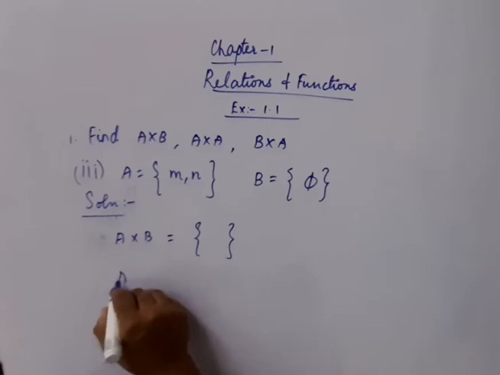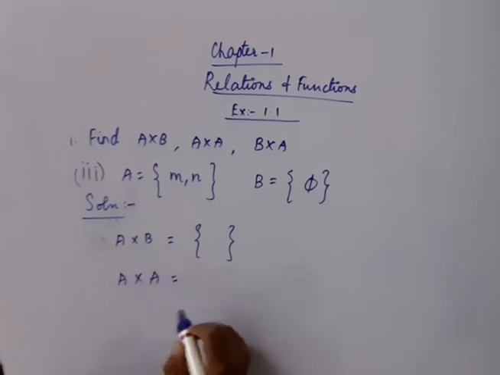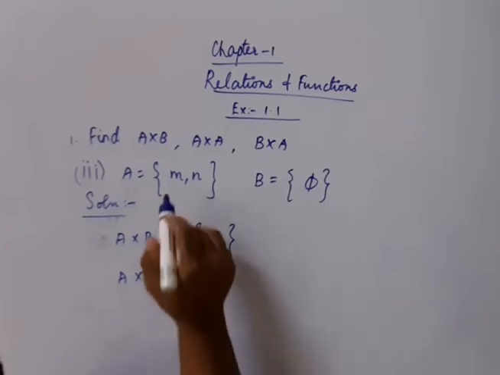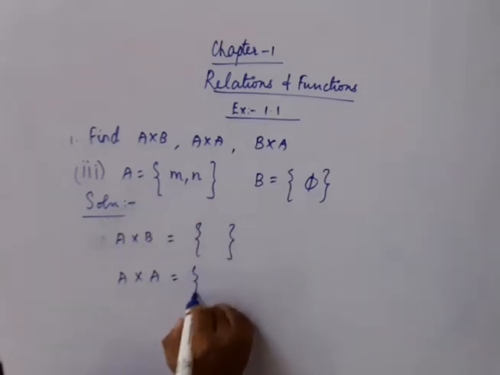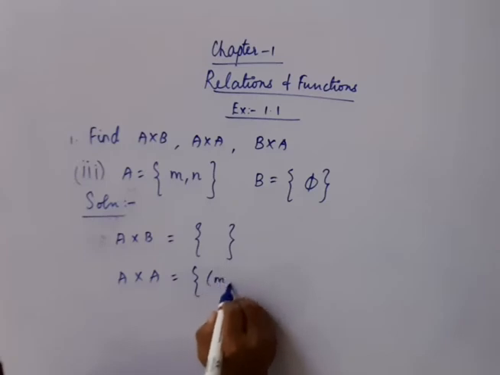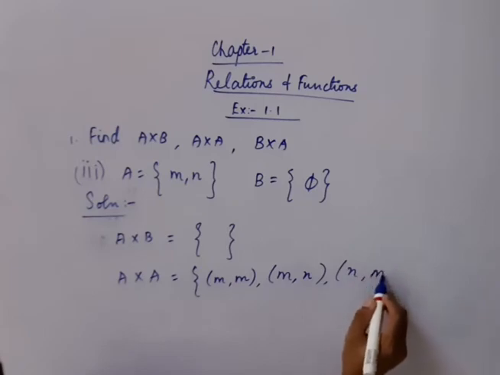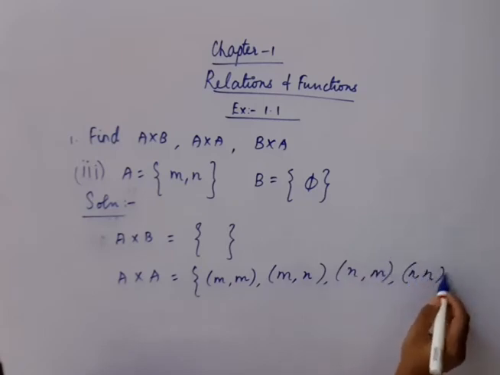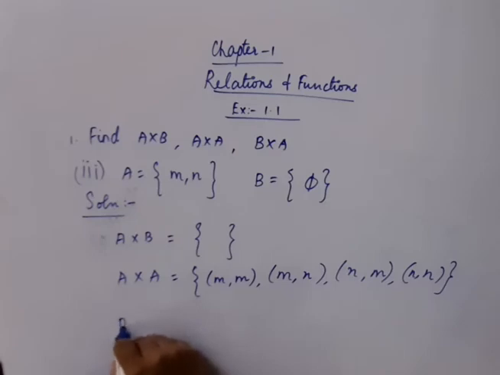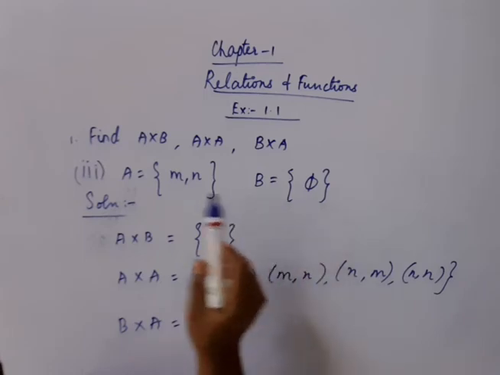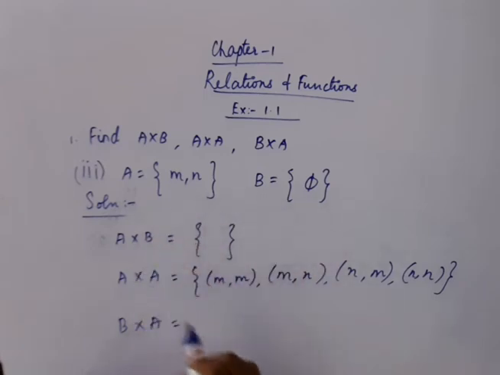Now what is A cross A? It means the cross product of a set with itself. You have A is equal to {M, N}. So combine the elements with itself. So (M, M), (M, N), (N, M) and (N, N). Now what is B cross A? Again the same thing. You are combining the null set with another set. So the cross product of any set with a null set will be a null set. So this also will be a null set.